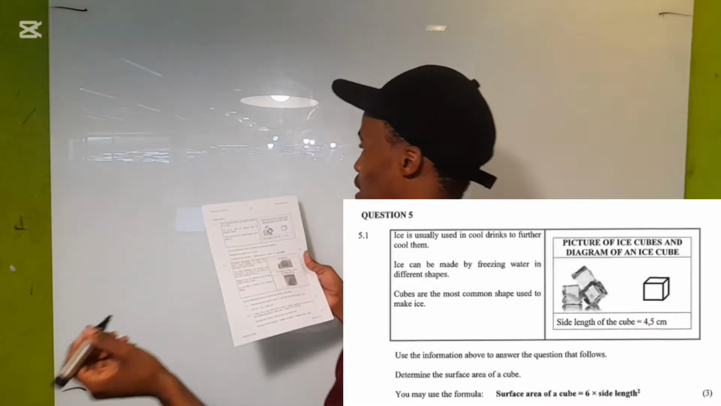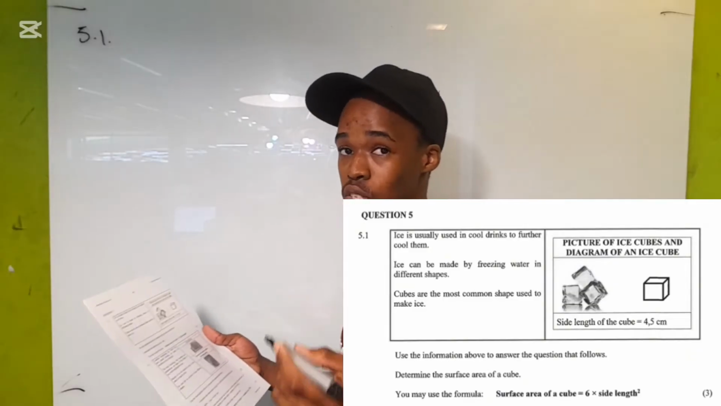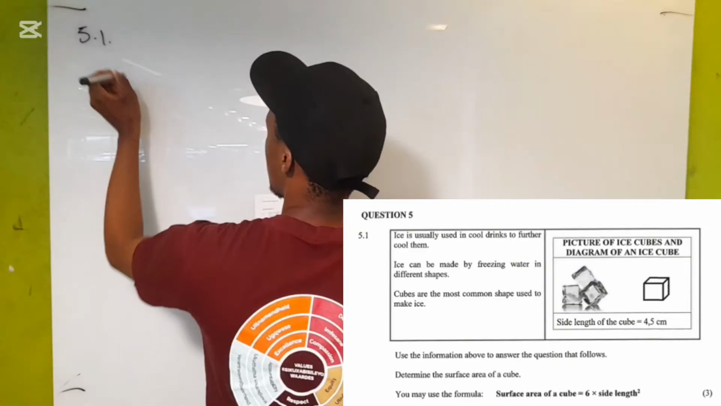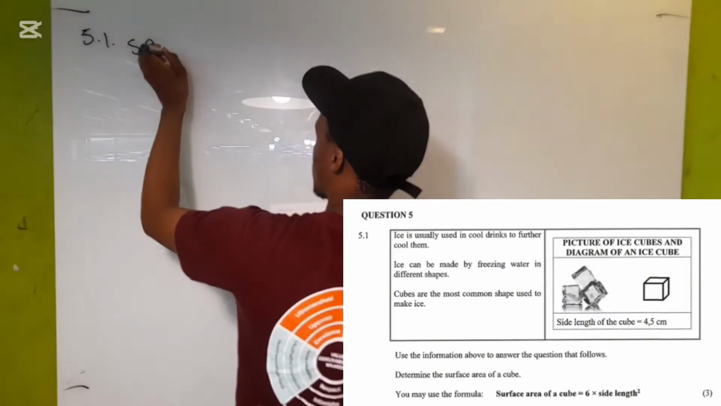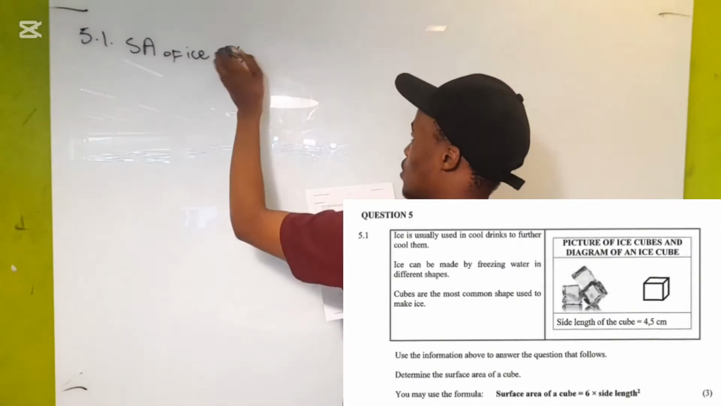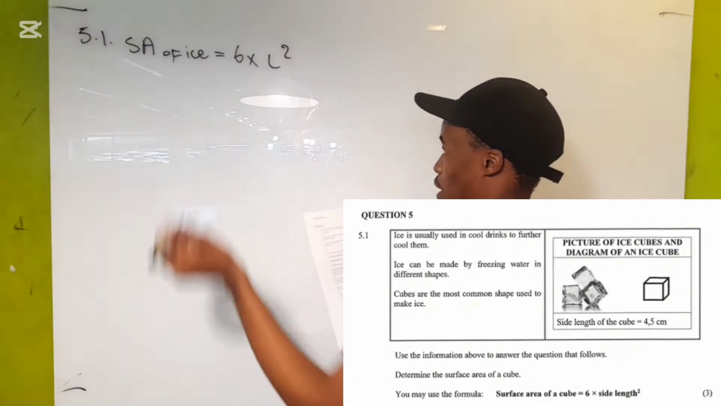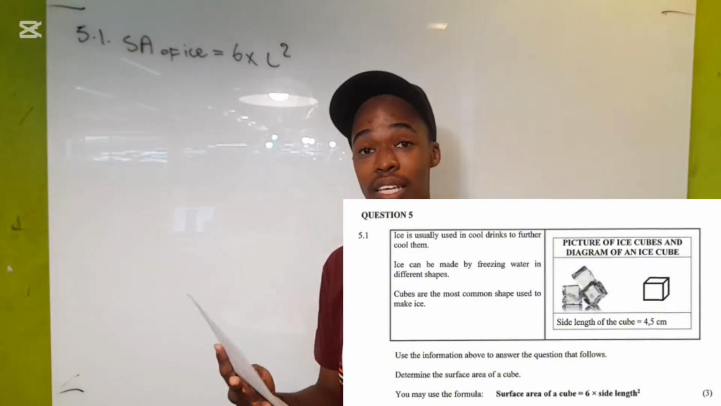So we have to determine the surface area of this ice cube to see its actual size, or the surface area. And then they say you may use the formula. We have been given the formula there to calculate the surface area of a cube. So we're just going to take it as it is and start with question 5.1. We have been given the formula, so we're just going to take the formula and say surface area of ice equals 6 multiplied by side length squared. So this is basically the formula that has been given to us.